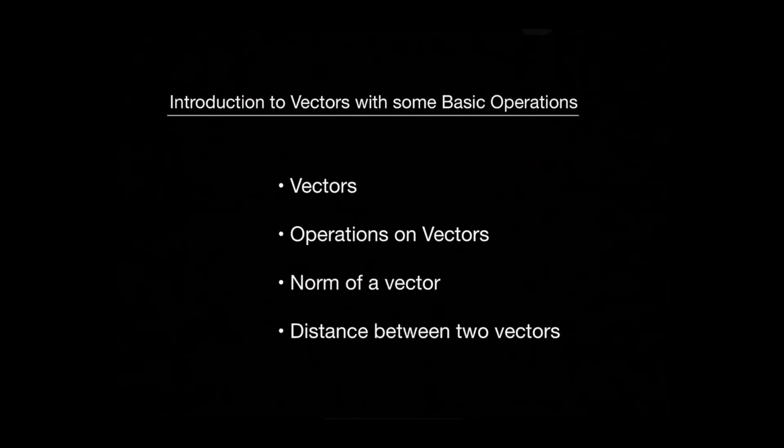Today we will discuss some basic things about vectors. That means what vectors are and what the operations on vectors are: addition, subtraction, and scalar multiplication. Also, we will discuss the length of a vector, which is also called the norm. And finally, we will finish this lecture with the concept of the distance between two vectors.